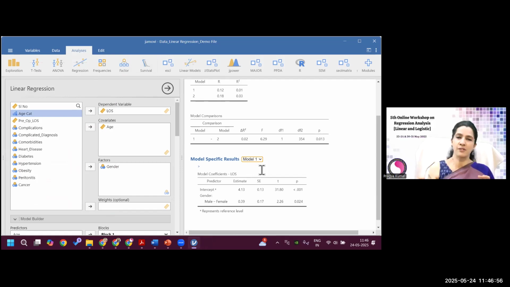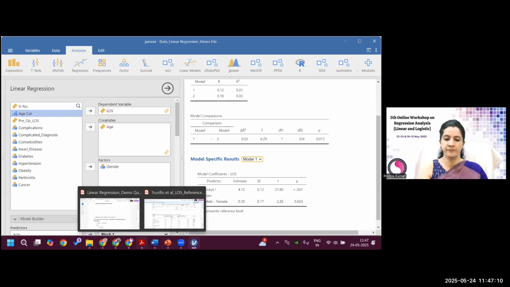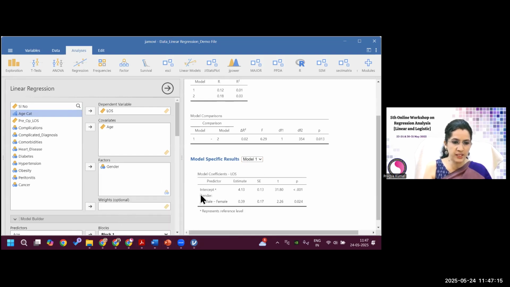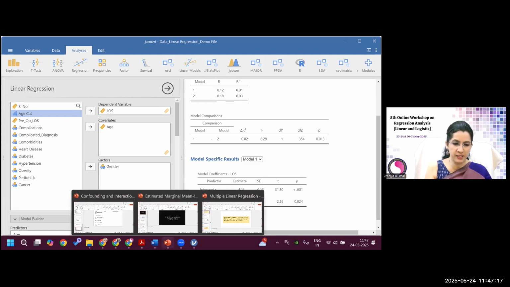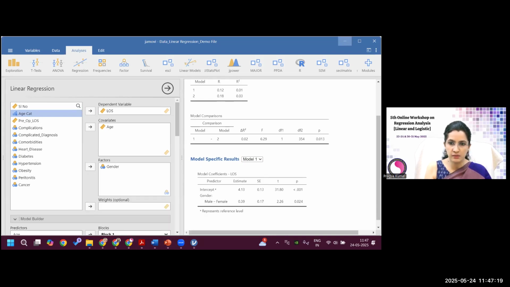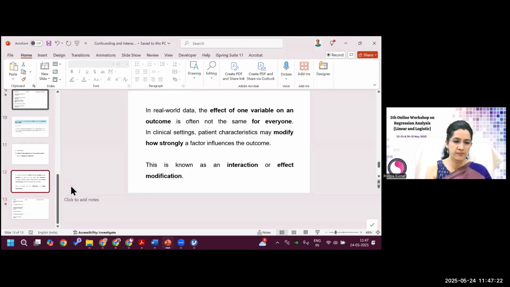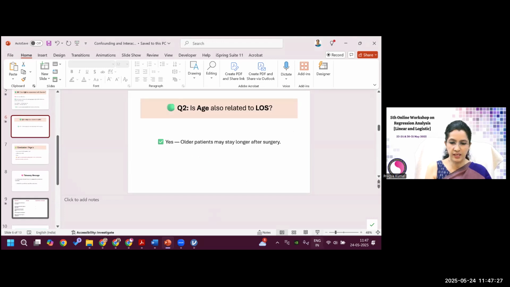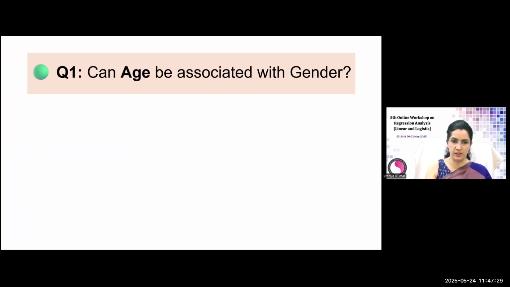Okay. I was saying, while I was explaining the theoretical part, how you can say that a particular variable is a confounder. I will only tell you with the example, because then you can apply the same example in your setting. So remember, we were discussing age, gender and length of stay.